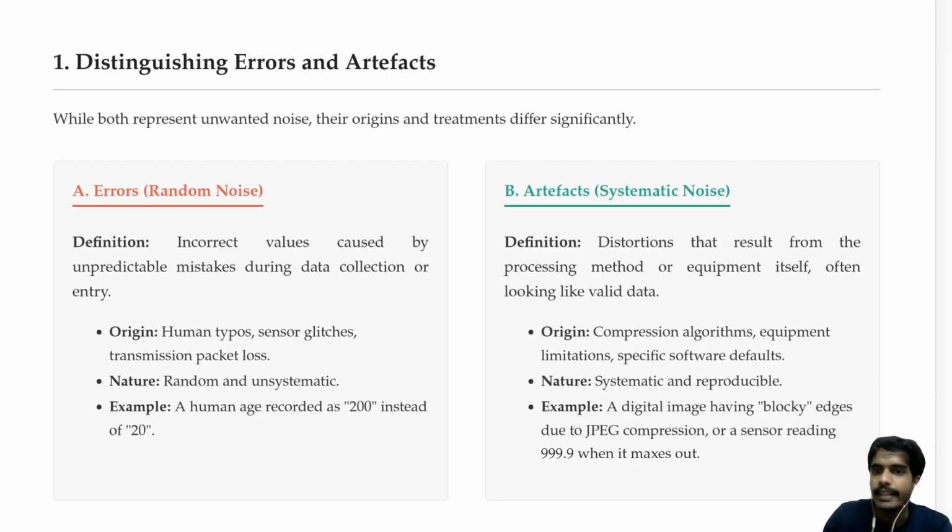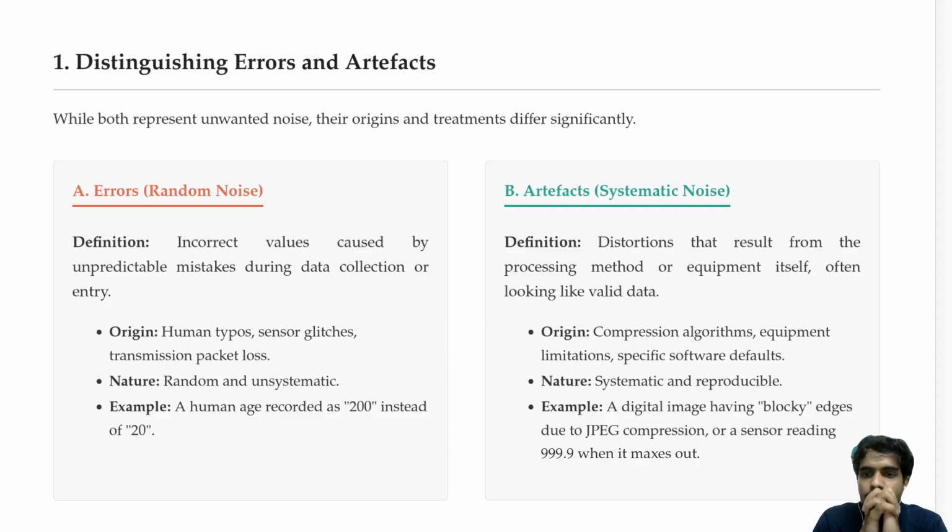So in data cleaning, not all bad data is the same. Before you fix a data set, you have to know why it's broken. Is it a random mistake or is it a systematic distortion? Today we are breaking down the difference between errors and artifacts, and then we will demonstrate the two ways to fill in missing data using imputation, right?